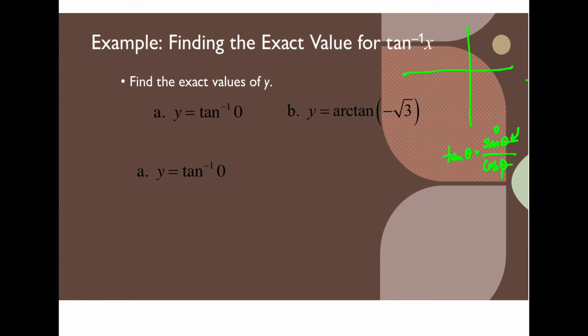And the only place that happens where sine is 0 but cosine is not is here at 0. Well, yeah, 0 degrees. If I'm not moving anywhere, cosine is 1, sine is 0, the y value is 0, the x value is 1. And so the arctan of 0 is 0. And it's 0 degrees or 0 radians.